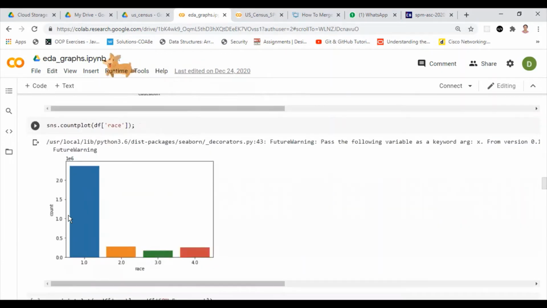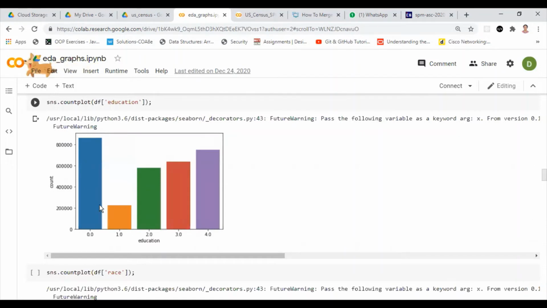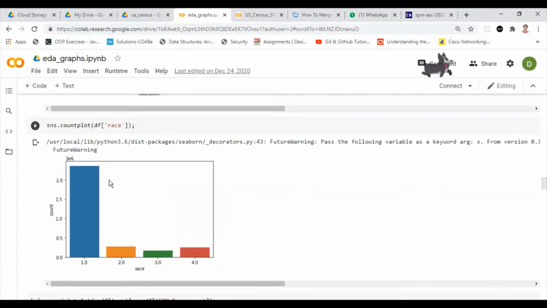And also we can see that the individuals belonging to the first education level, which is minimum or no education, are the highest in number, followed by the highly educated ones like bachelor or master's degree, followed by the college degree ones, and then the school dropouts. And we can also see that the whites are the majority in US, followed by blacks, followed by others like Hispanic, and then Asians.